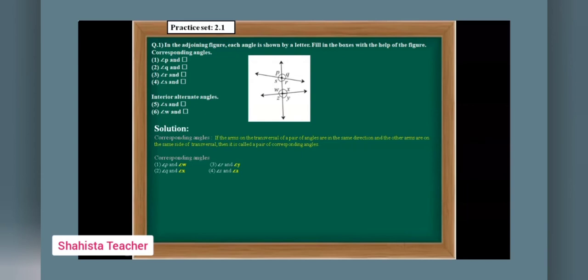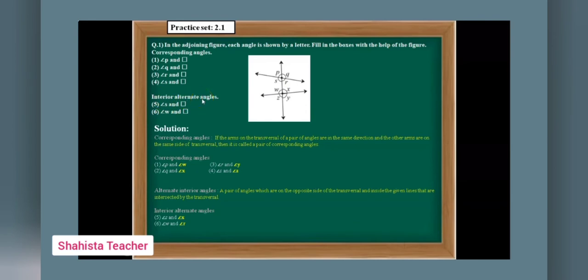Is that clear? Now we will learn what an interior angle is. Interior angles, see this, angles S, R, X and W. This is the position of interior angles. Students, again I am writing the definition of interior angle here for your better understanding. It is optional for you, no need to write. Just understand the concept. You have to only fill in these boxes. Is that clear? So here I am writing the alternate interior angle definition.